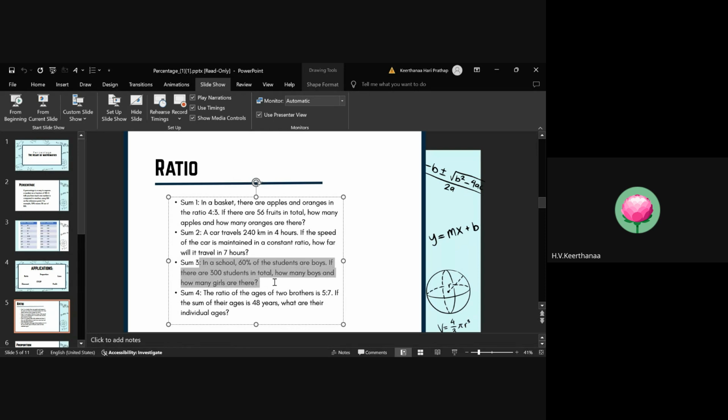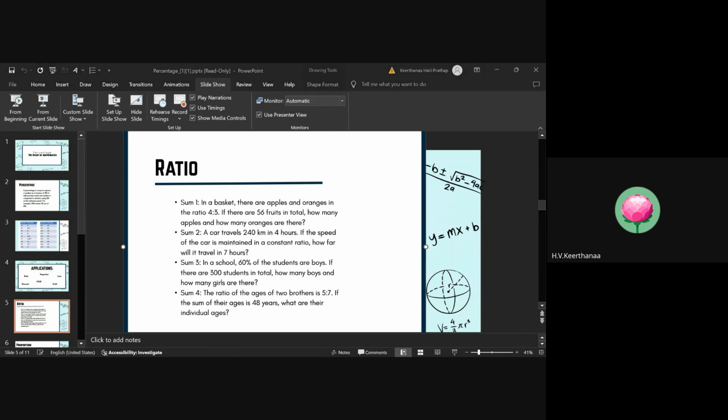But if you look at percentage-based questions in ratio, the sum 3 is a question I want to solve here. In a school, 60% of students are boys. If there are 300 students in total, how many boys and how many girls are there? Okay, give me a second. I'll press on my OneNote to solve this question.